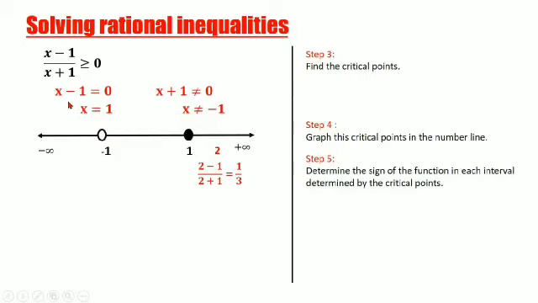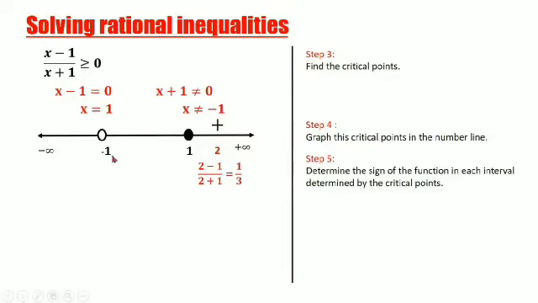All we need to do is to substitute this to all the values of x there. We will have 2 minus 1 all over 2 plus 1 is equal to 1/3. Now observe that this 1/3 here has a positive sign. Then we will put the sign here. Okay.